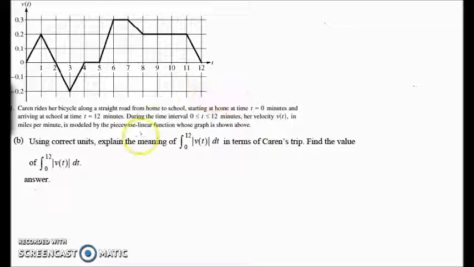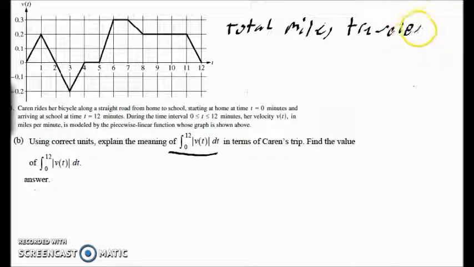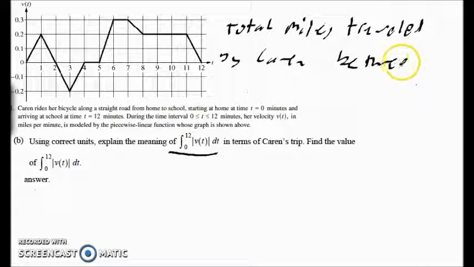Alright, so now on to part B. Part B is asking for the meaning of the integral of the absolute value of v of t from 0 to 12. We know that the absolute value of a velocity function gives the total distance, so in this case that'd be the total distance traveled, total miles traveled by Karen between 0 and 12 minutes.